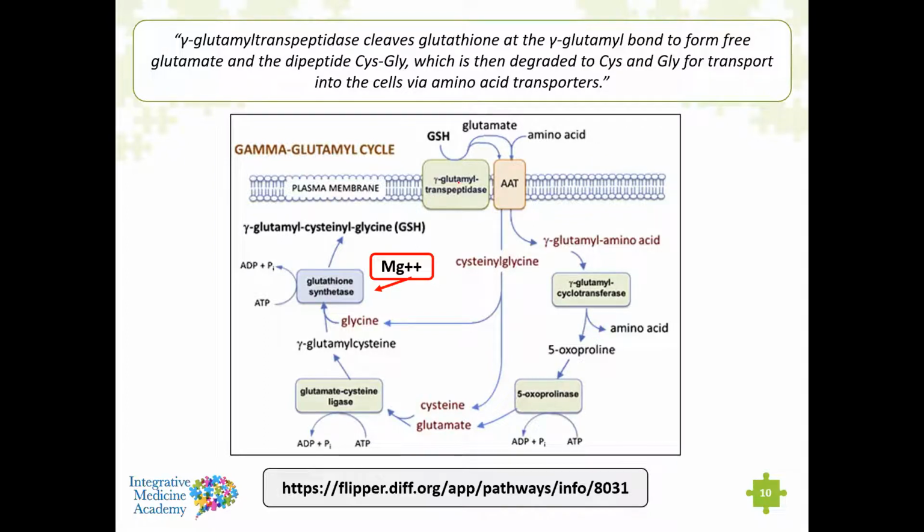This enzyme is called gamma-glutamyl transpeptidase. This is an enzyme that sits right in the, not the mitochondrial, but the plasma membrane. And so extracellular glutathione, okay, that's approaching a cell. The gamma-glutamyl transpeptidase will basically break the bond, okay?